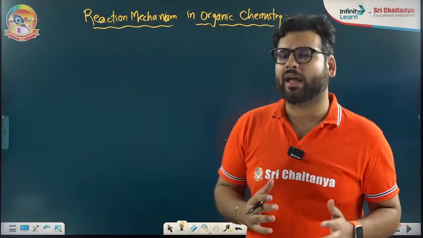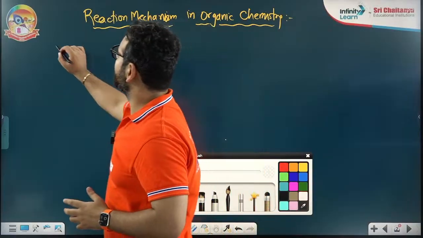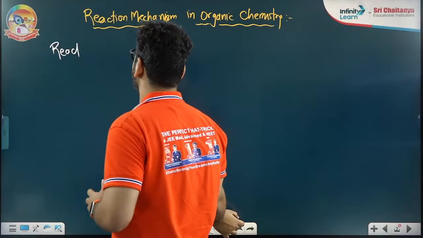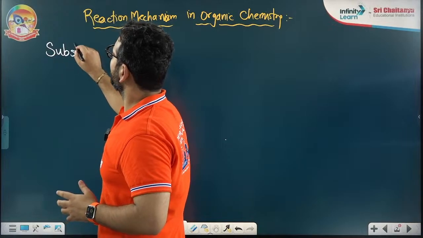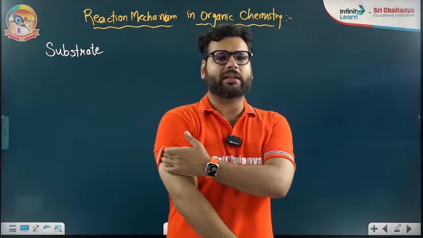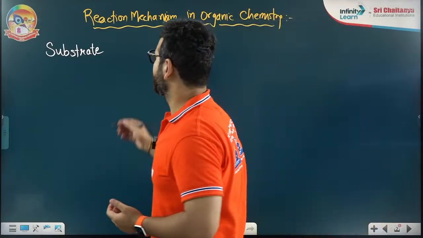See, whenever a reaction happens, the reactant which is reacting, we call it the substrate. This substrate can be an alkane, alkene, alkyne. It can be a haloalkane. It can be an alcohol, phenol, ether.